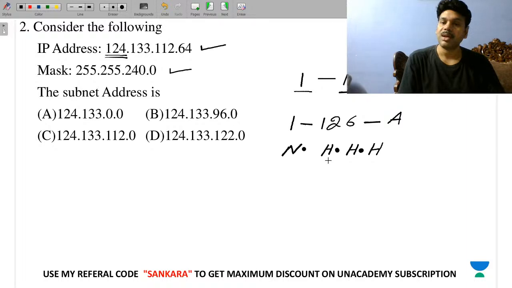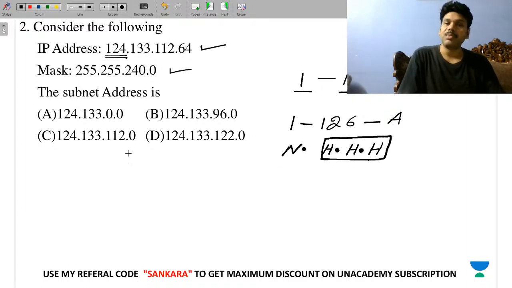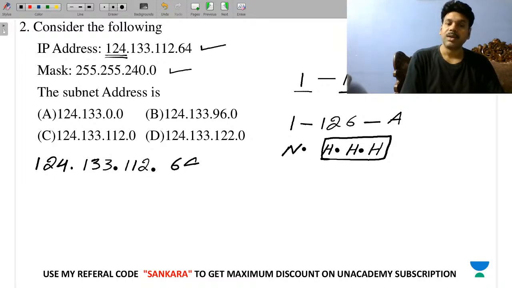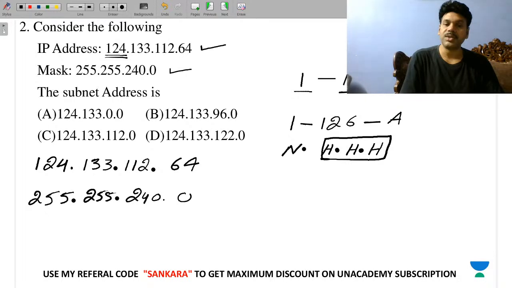Okay friends, so this is our intention. Now the IP address mentioned is 124.133.112.64, and the mask mentioned is 255.255.240.0. So as this is the NID, the remaining are host IDs to us.